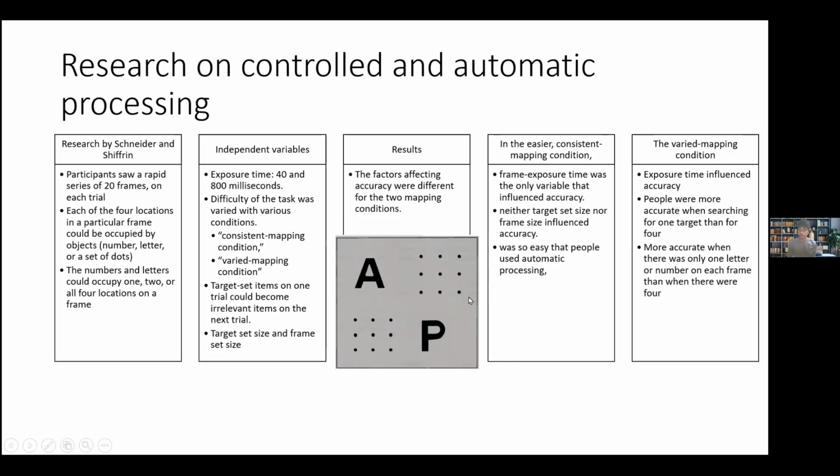Okay. Because of this, it was an easier condition and it happened almost automatically, and the accuracy results were way higher. So it was more automatically processed. On the other hand, you have the varied mapping condition, where it was very difficult for them to do it. So they had to switch constantly.